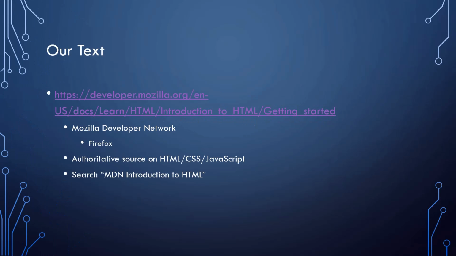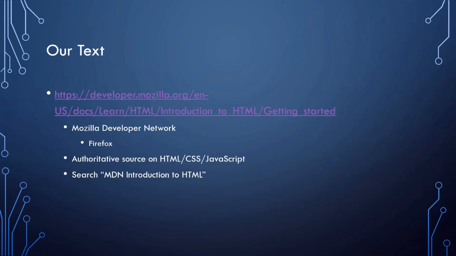So our textbook is the Mozilla Developer Network. Here's a link to it. You can also search for MDN or Mozilla Developer Network in a search engine. This is the organization that produces Firefox. It also has its roots in the original web browsers. It really is the authoritative source on HTML, CSS, and JavaScript.